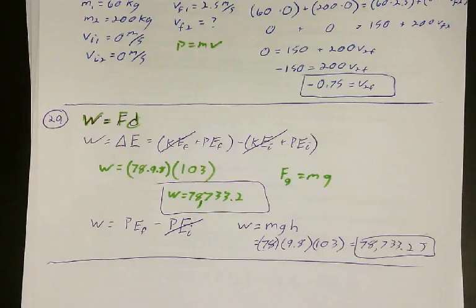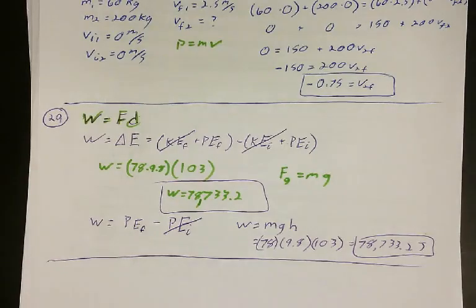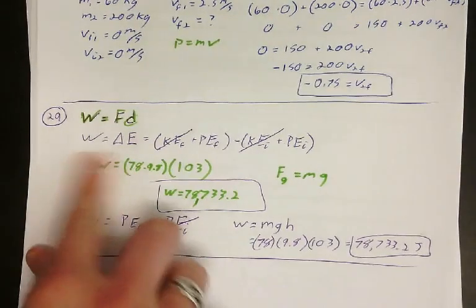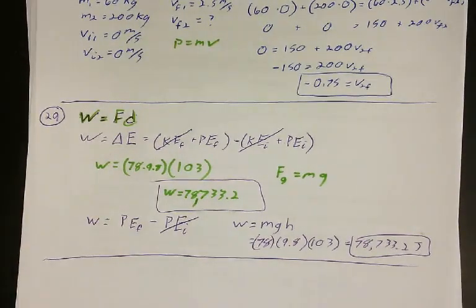Okay? So that's what you end up with. So you can do it either way. You can do work is force times distance. You can do work equals change in energy. It just depends on what makes the most sense to you. I think of it as force times distance, but a lot of people think of it in terms of energy change. Either one's fine, doesn't matter.